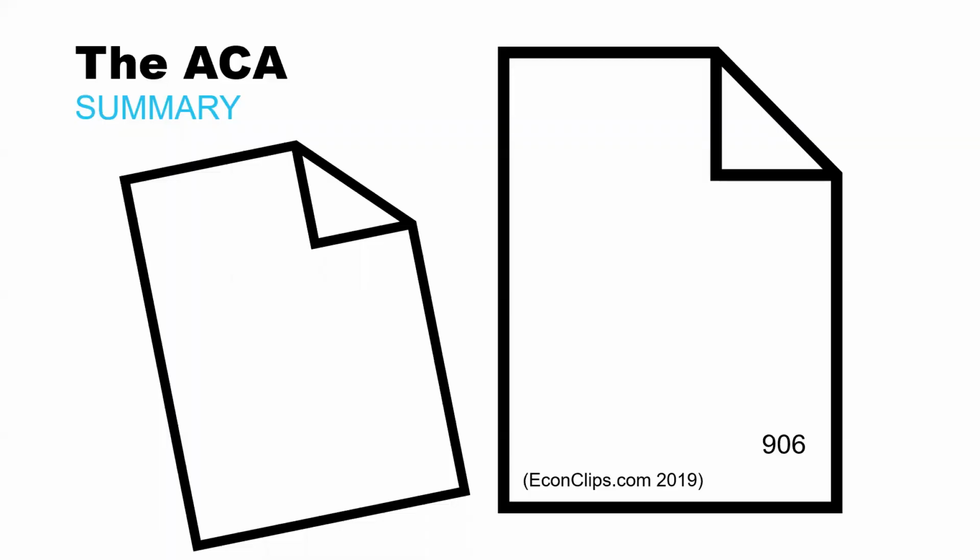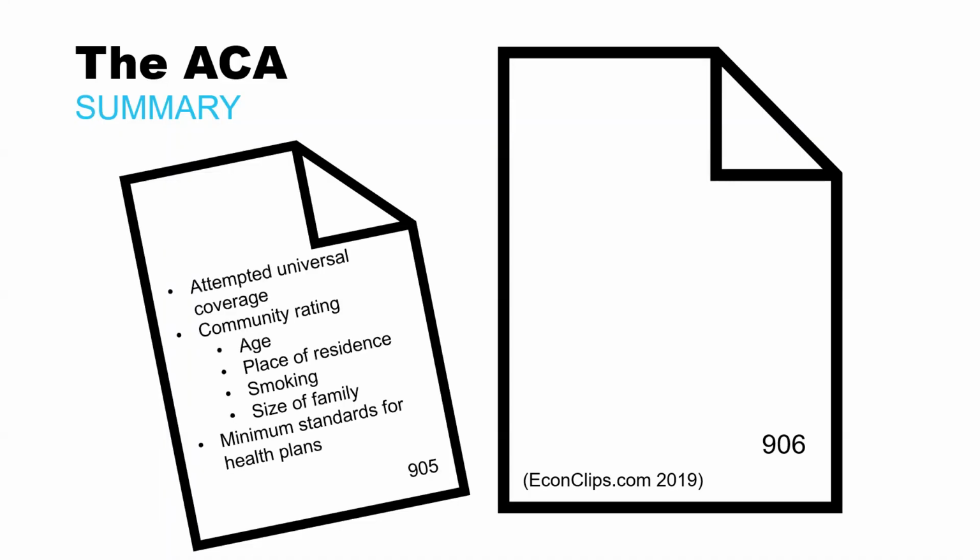So, summary of the Affordable Care Act. It attempted universal coverage. It used mostly community rating. It kind of made insurance companies use community rating with the exception of age, place of residence, smoking, and size of the family. So these were the only experiential factors that insurance companies could use to raise and lower the prices.